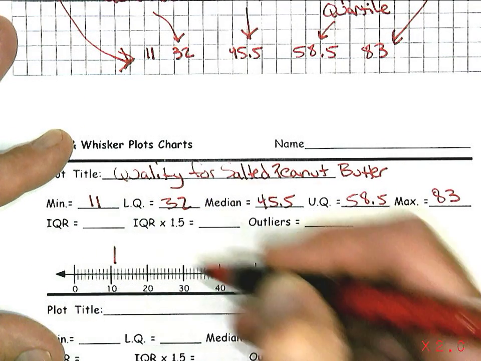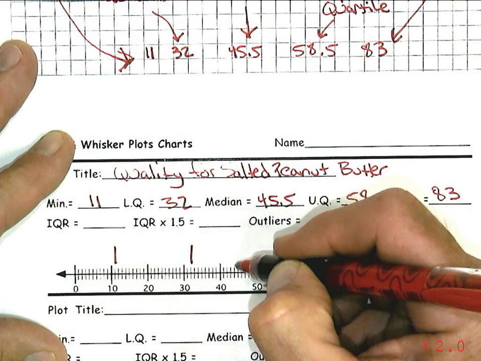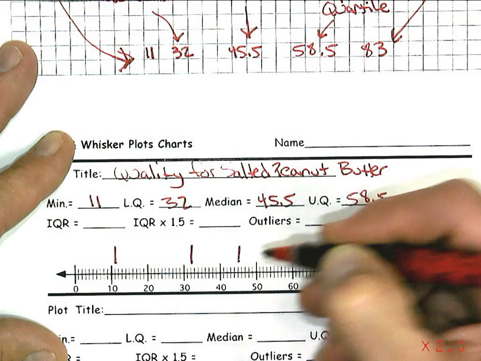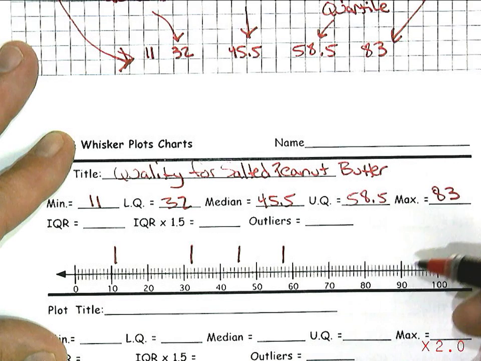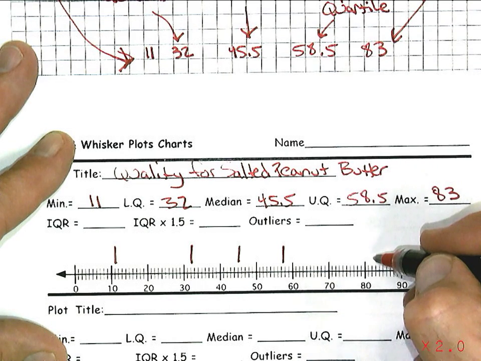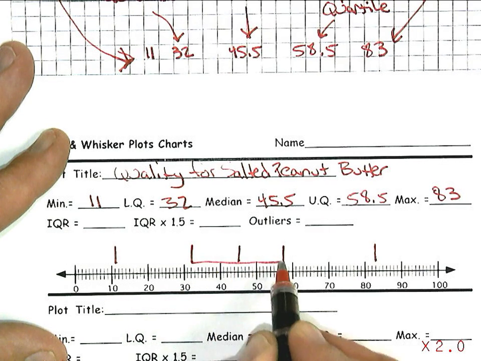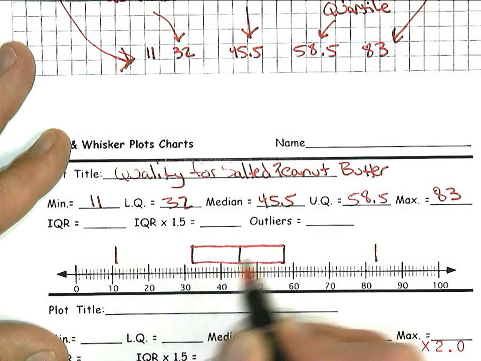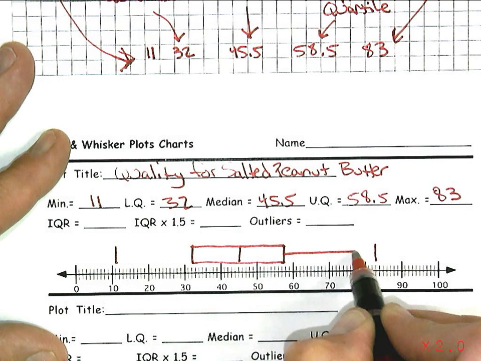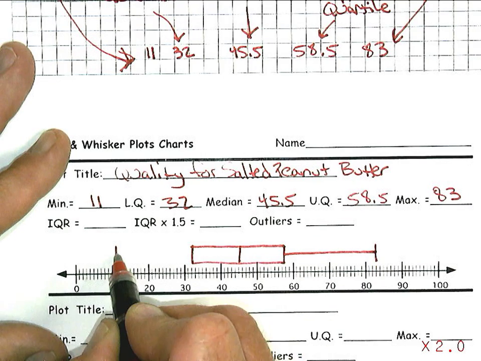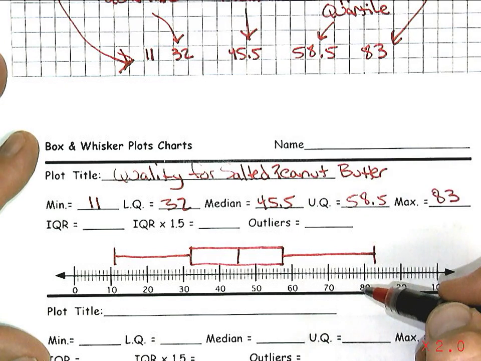So 11, 32, 45 and a half, 58.5, and 83. And remember, the 3 in the middle make the box: lower quartile, median, upper quartile. And then you connect the box to the maximum and the minimum with the whisker. And so that represents the quality for salted peanut butter.